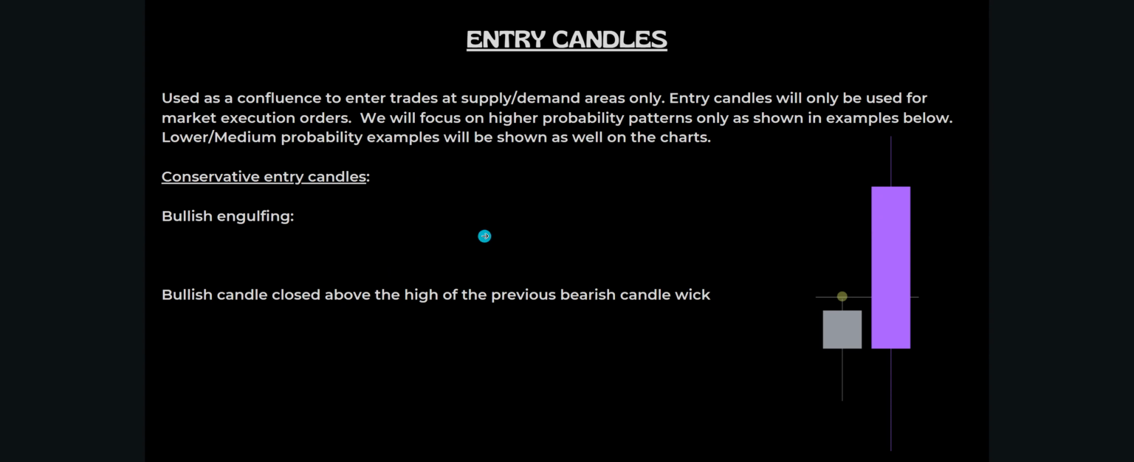And the one that I like using is quite simple, the bullish engulfing. And a bullish engulfing, till now, you should know what it is. It's quite simple. If you notice this example right here, the bullish candle closed above the high of the previous bearish candle wick. So not only did the price go above the wick of the previous bearish candle, the body of the candle also closed way above, right? So this here is a higher probability bullish engulfing.